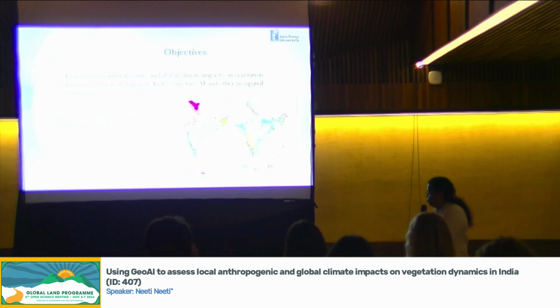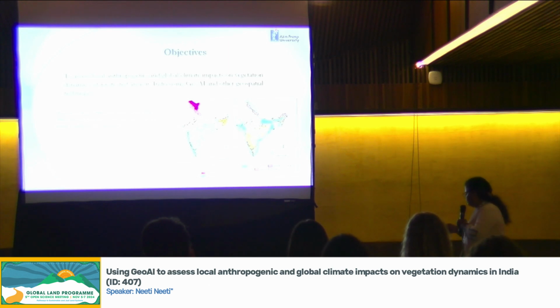So our objective was, can we use GeoAI to differentiate between the climate and anthropogenic activities which are going on and affecting the protected areas in India? There are more than 900 protected areas in India. Out of that, we are working on 250 terrestrial protected areas, which are of size greater than 100 square kilometer, and the largest protected area is of size 20,000 square kilometer.